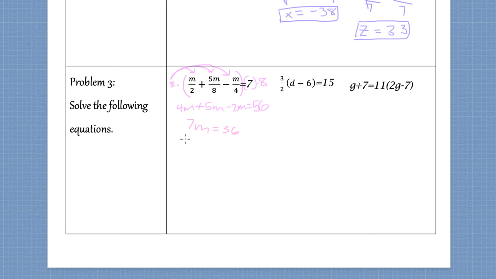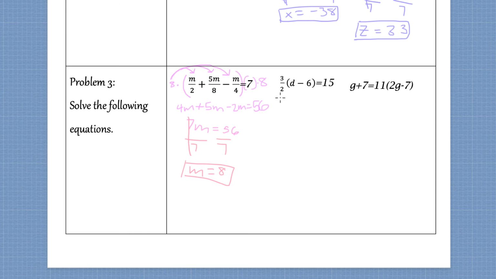Now we're going to divide this side by 7 and this side by 7 to get the m alone. And so 7m divided by 7 leaves us with m, which is equal to 56 divided by 7, which is 8. So m is equal to 8.